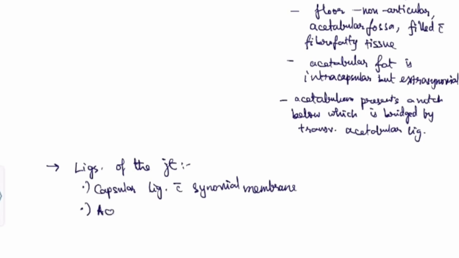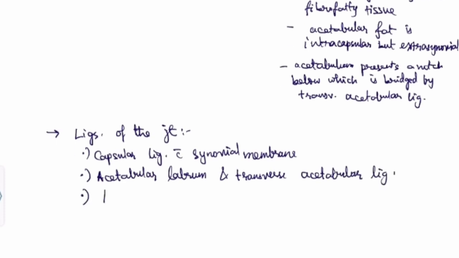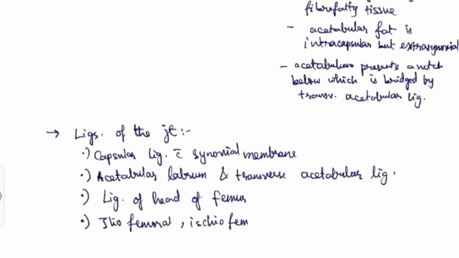Then moving on to acetabular labrum, and transverse acetabular ligament. You don't need to worry, as I'll show you another picture, though this picture is not much important. If you have time, you can definitely draw. I have to show you for your understanding. Ligament of head of femur. Finally, the three ligaments: iliofemoral, ischiofemoral, and pubofemoral.